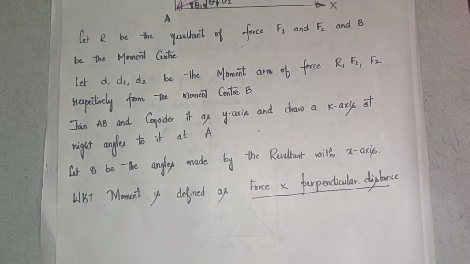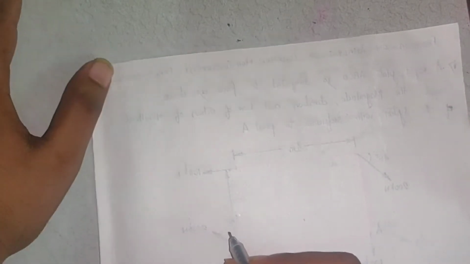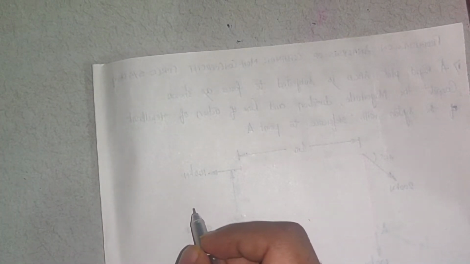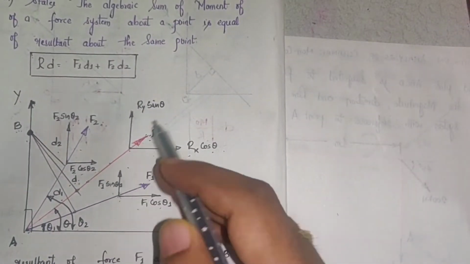Taking that into the picture, I will derive the theorem so that we prove Varignon's theorem mathematically. I know that moment is force into perpendicular distance. So forces F1 and F2 have components F1 cos theta 1, see here, and F2 cos theta 2.